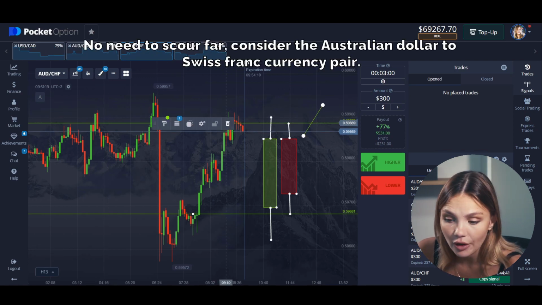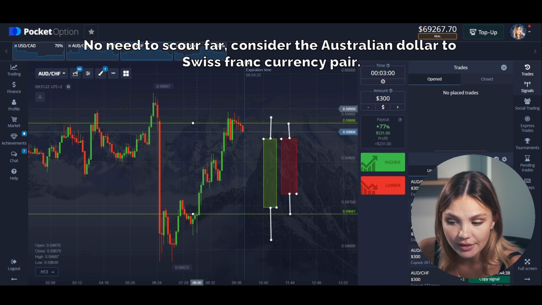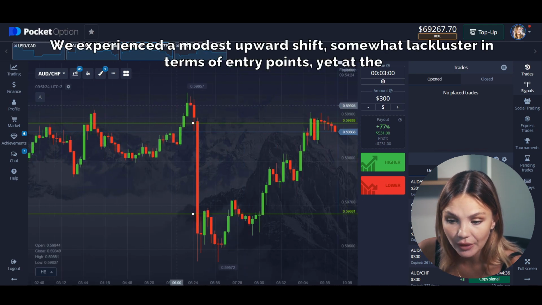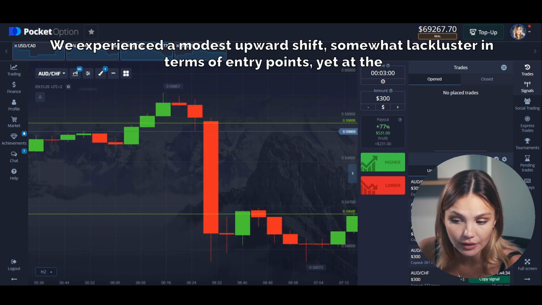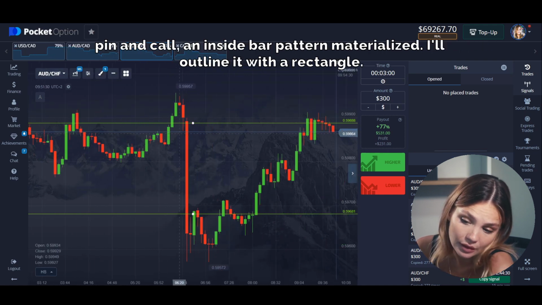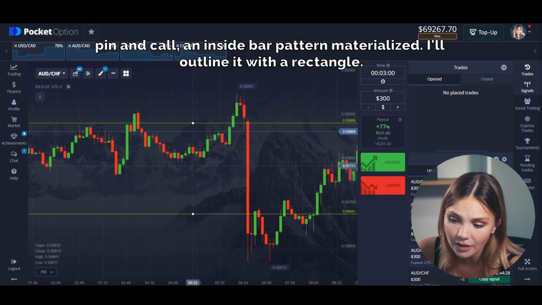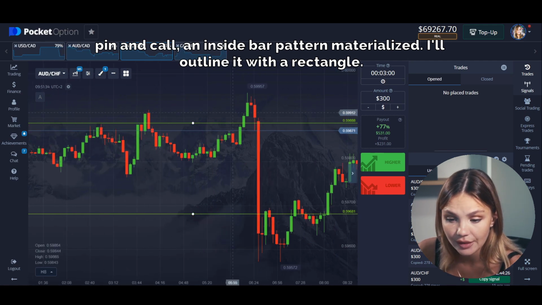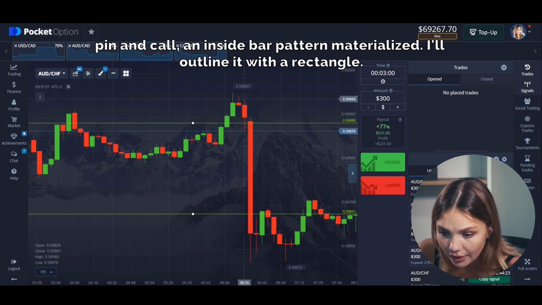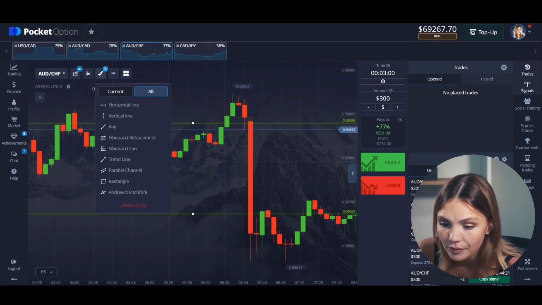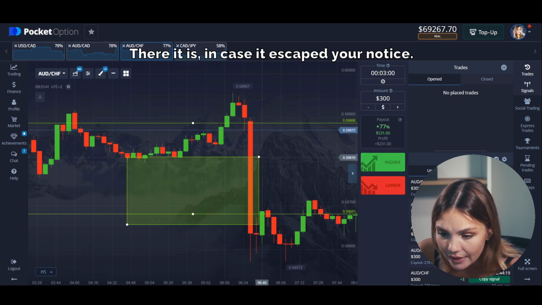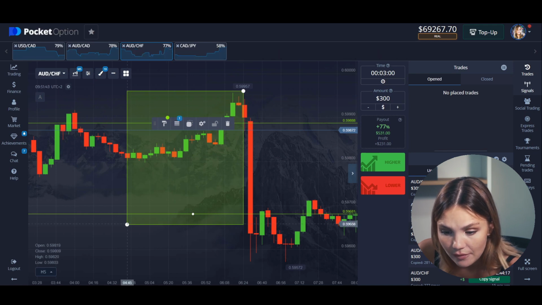No need to scour far. Consider the Australian dollar to Swiss franc currency pair. We experienced a modest upward shift, somewhat lackluster in terms of entry points, yet at the pinnacle, an inside bar pattern materialized. I'll outline it with a rectangle. There it is, in case it escaped your notice.